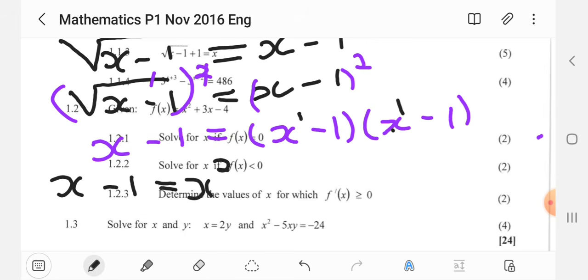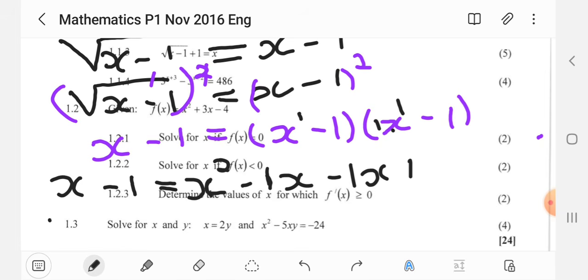Okay? And yeah, this is x squared. And then x multiplied by negative 1, so it's like 1 multiplied by negative 1, and that will be negative 1x. And then negative 1 multiplied by x is negative 1x. And then negative 1 multiplied by negative 1 gives you a positive 1. The negatives cancel each other. Okay? So we are here.